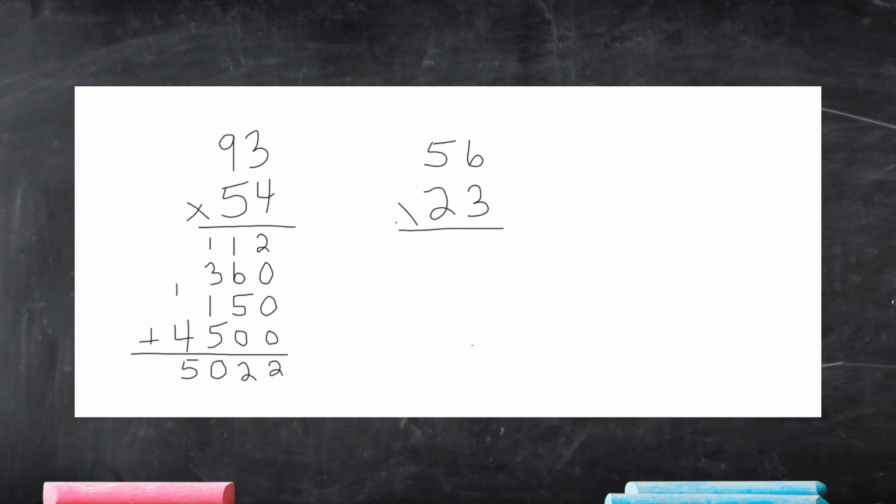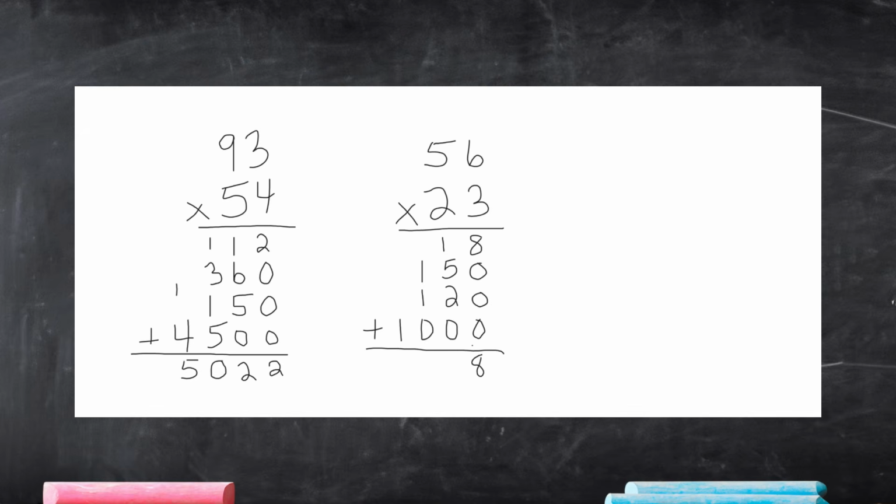And for this one, again, we are starting with the ones digits, which is 3 times 6 equals 18. Then we're doing 3 times 50, which is 150. Then we're doing 20 times 6, which is 120. And finally, we're doing 20 times 50, which equals 1,000. These are our 4 partial products, so we're going to add them up.